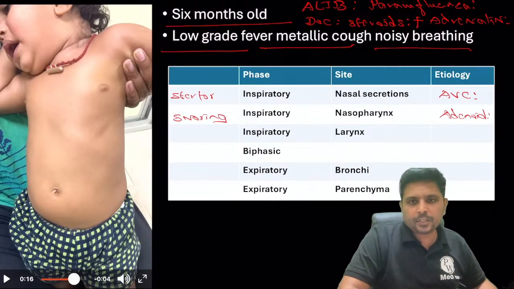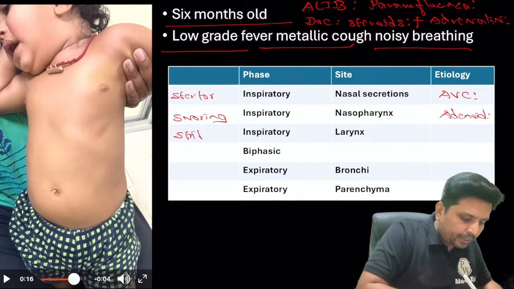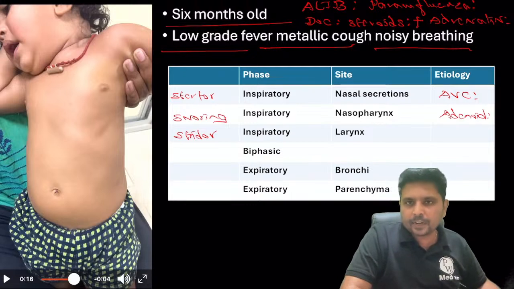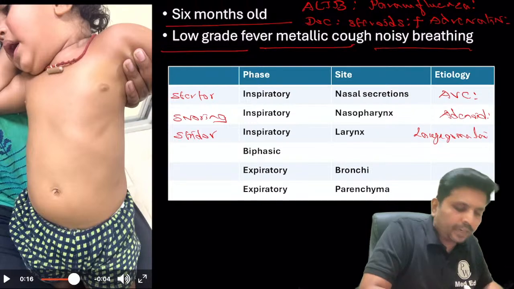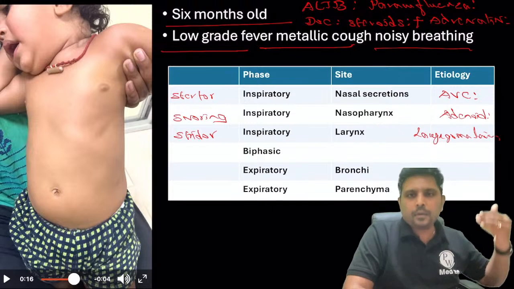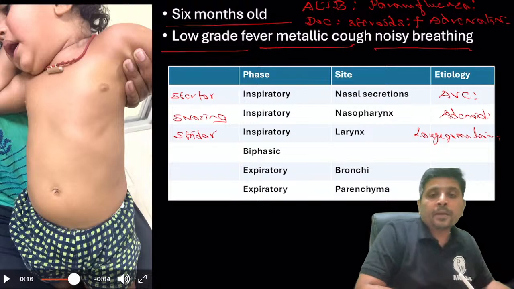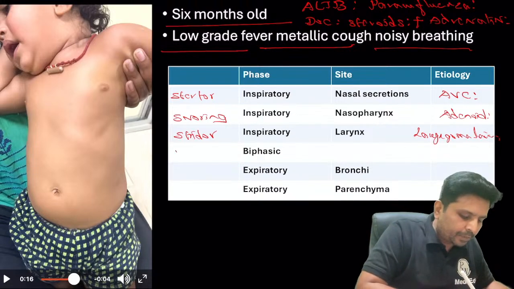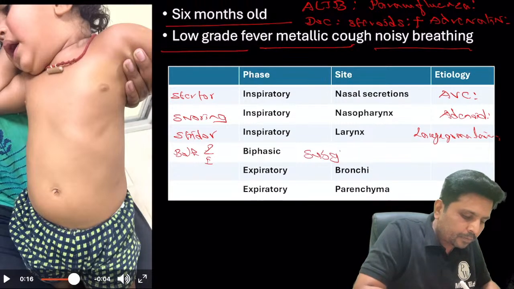The third one is, what is this? This is called stridor. Stridor occurs, and the most common cause is laryngomalacia, which usually resolves on its own. When you have both inspiratory and expiratory component, that is called biphasic stridor. Biphasic means both inspiratory and expiratory component. The pathology is in subglottis.